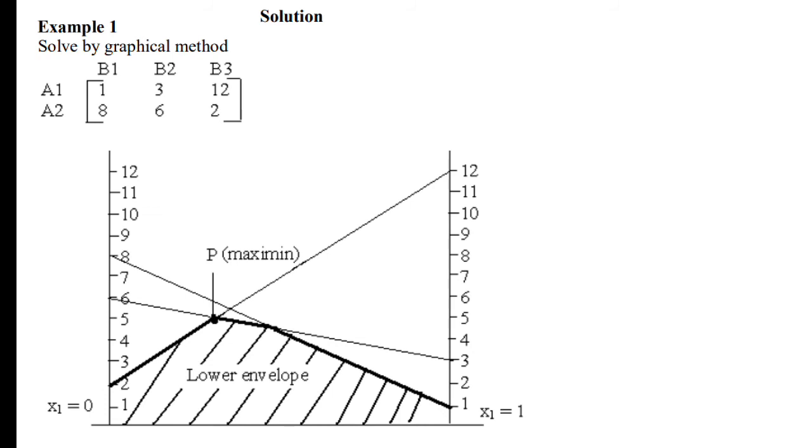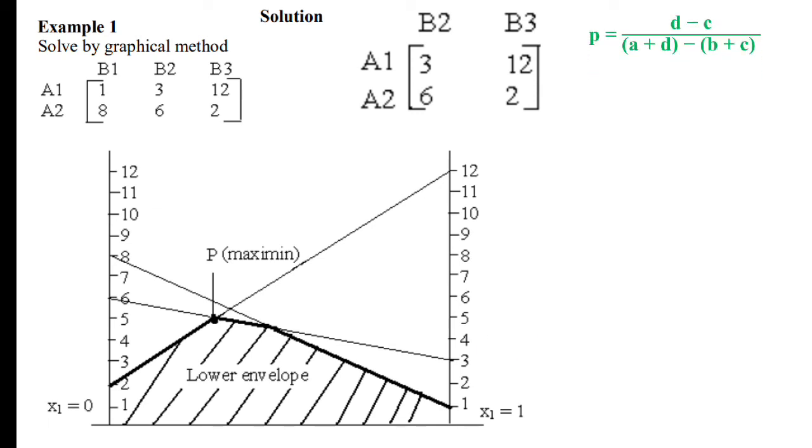So for that line, what is the intersecting point? 3, 6 and 12, 2. That's the reduced matrix we got. Look at that, 3, 6 and 12, 2. This is B2 and B3. A1 and A2 will never change, so the B columns will change.